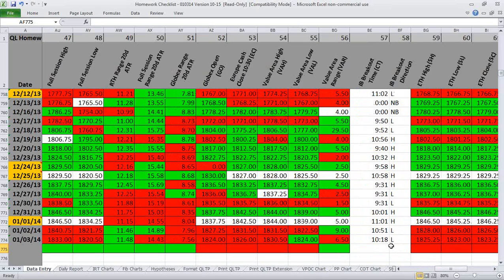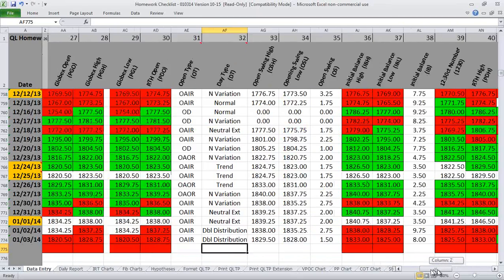The IB break time has shifted. It's now a higher probability to break it in the second 15-minute pocket than the first 15-minute pocket. I'm keeping an eye on this right now to see if that's going to be a major shift. I don't see anything else there.